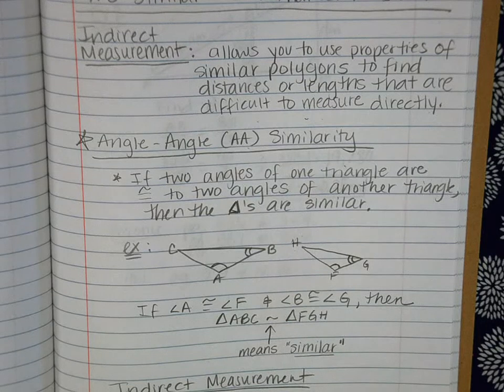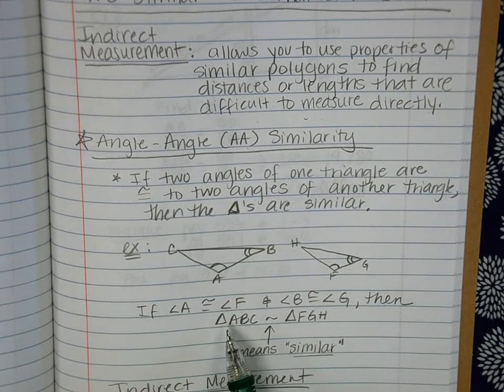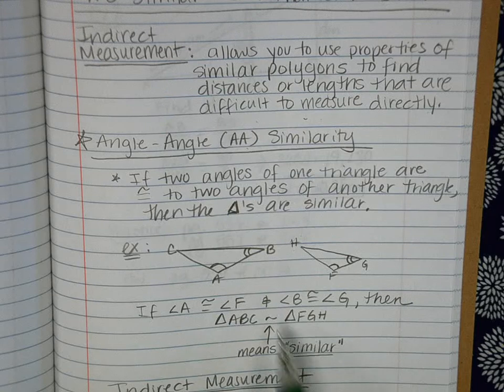And these are the congruence statements, right? So angle A is congruent to angle F, and angle B is congruent to angle G. Then the triangles are similar. That little symbol means similar.